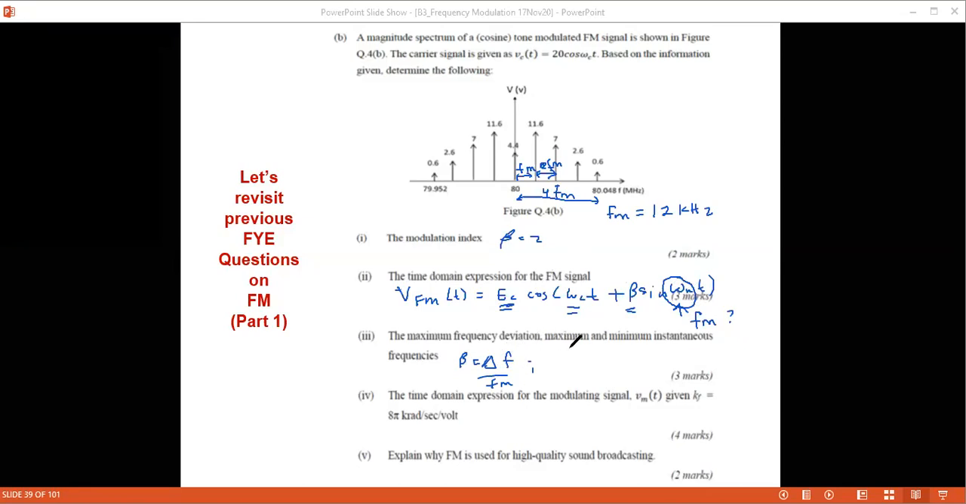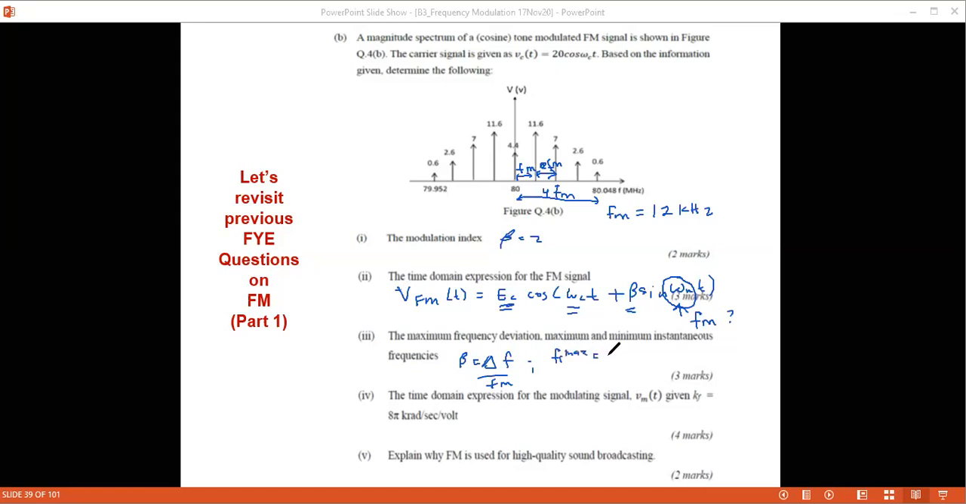So maximum instantaneous frequency. Okay, so Fi max is Fc plus delta F. And Fi instantaneous minimum is equal to Fc minus delta F. The time domain expression for the modulating signal given Kf equal to 8 pi kilorad per second per volt.